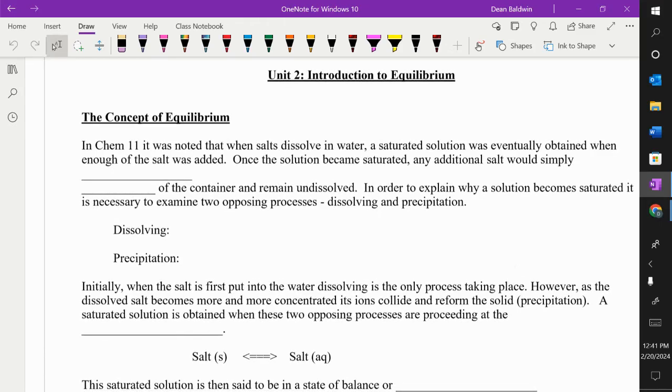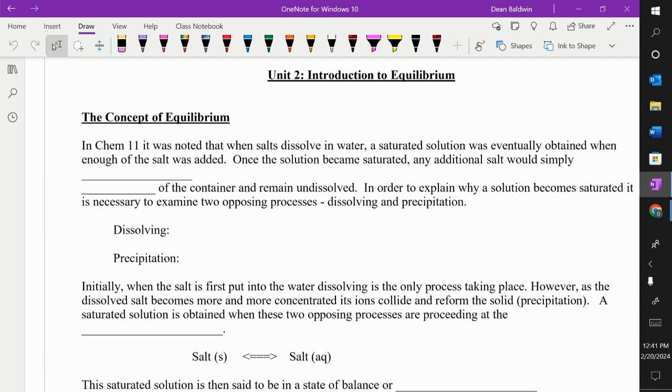In chemistry 11, you talked about saturated and unsaturated solutions, right? Remember that? What's a saturated solution? Nobody remembers. Sorry? That's organic chemistry, saturated bonds versus unsaturated bonds. I'm talking about if I literally just took salt and dumped it into water. What is a saturated solution?